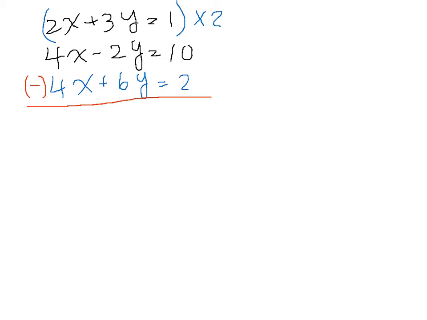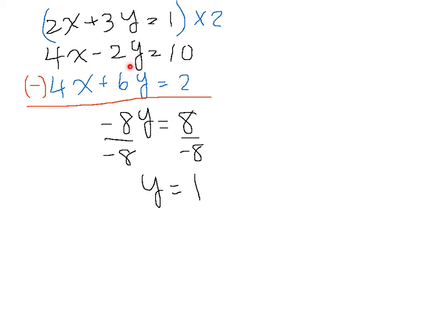So subtract: 4x minus 4x is 0. We don't even have to write that. Negative 2 minus positive 6 is negative 8y equals 12 minus 2 is 8. Dividing both sides by negative 8, we'll have y equals 1. So now we know this y is 1, this y is 1, and this y is 1. All the y we have in this problem is now 1. So we can replace that.